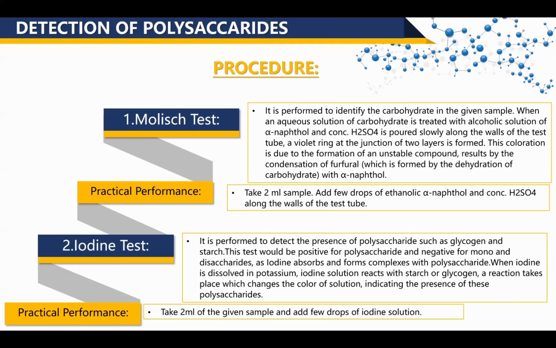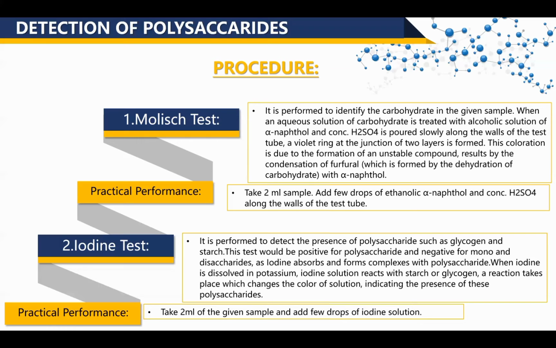About its practical performance, we are going to take 2 ml of sample, add few drops of ethanolic alpha naphthol and concentrated H2SO4 along the walls of the test tube. If the violet colored ring appears at the junction of two layers, this test would be positive for carbohydrate.